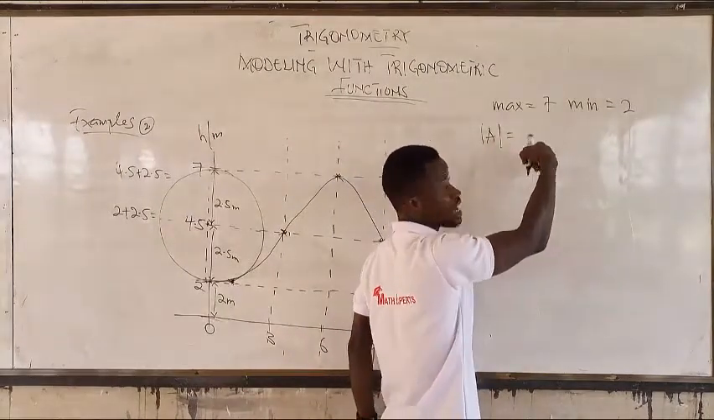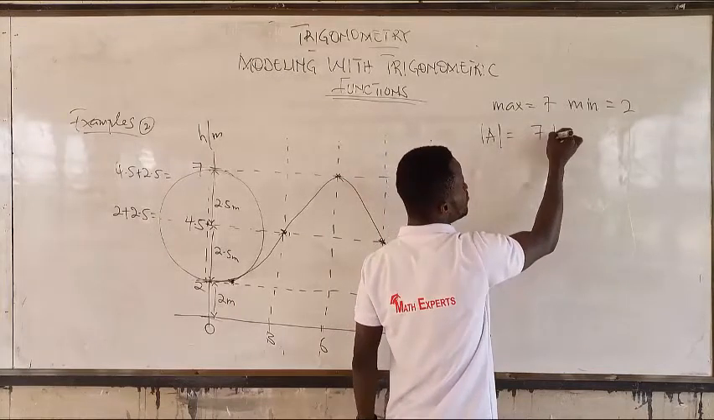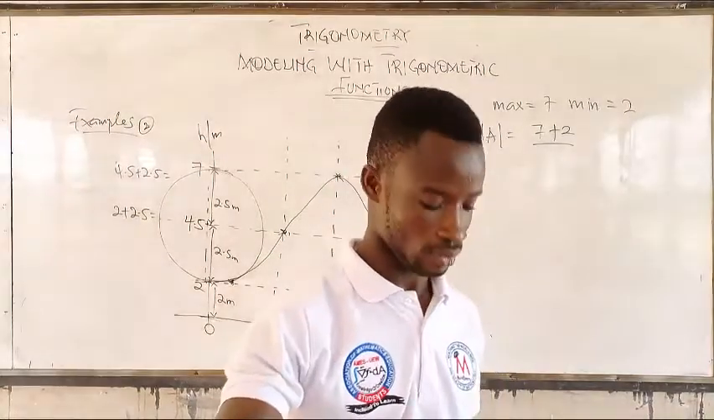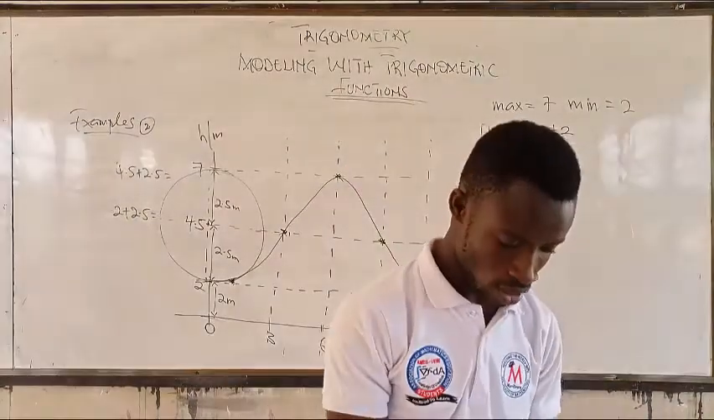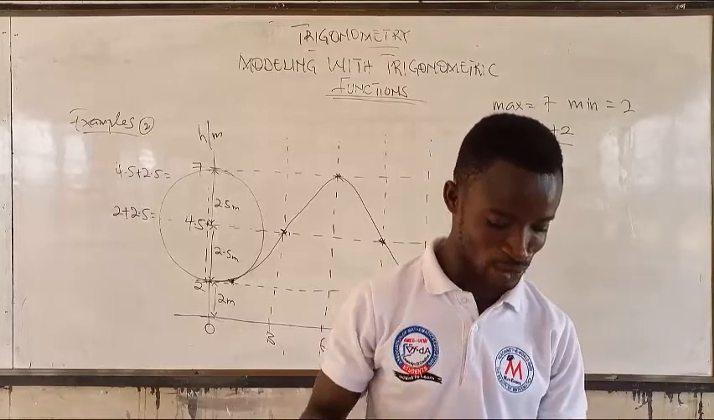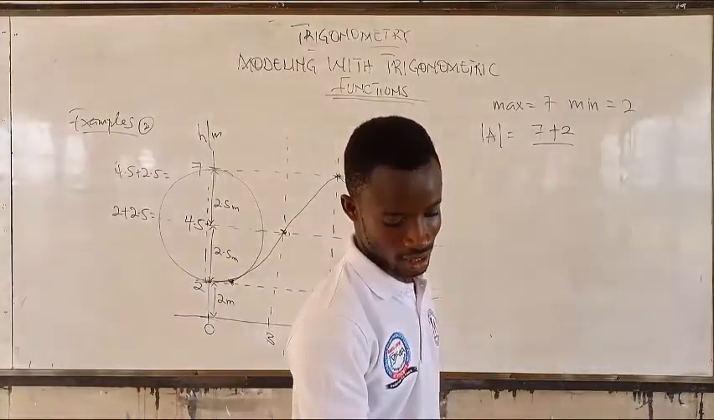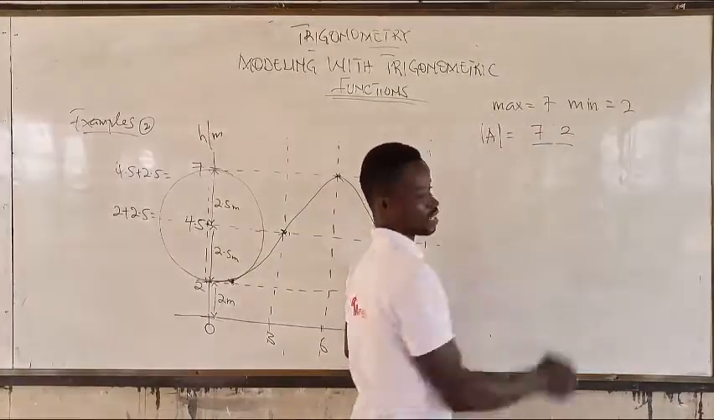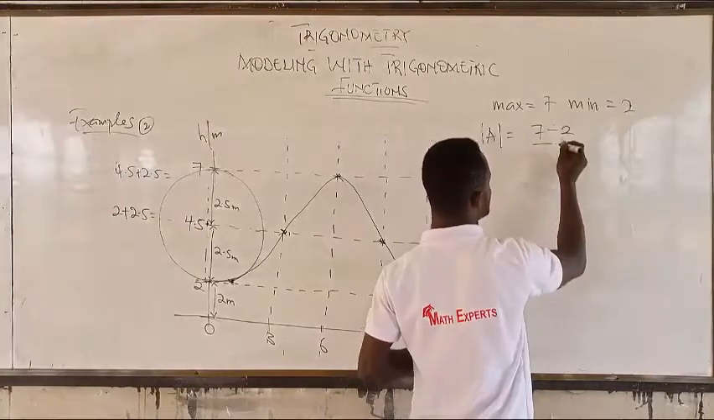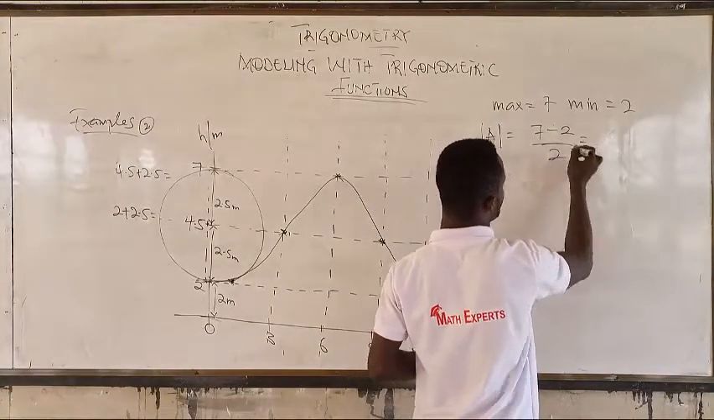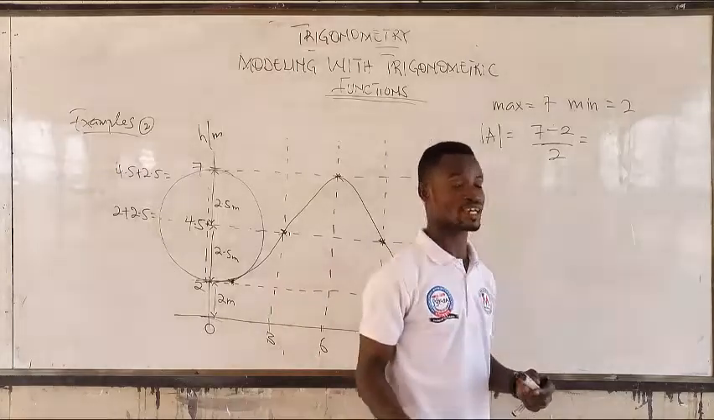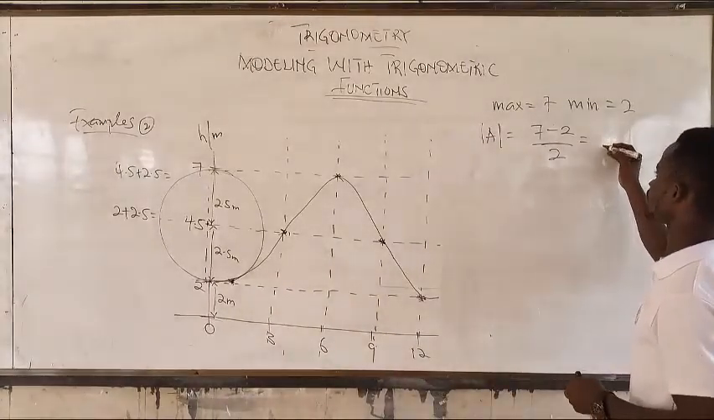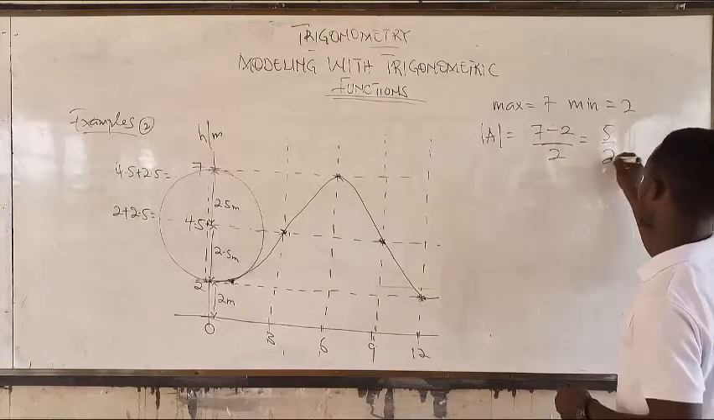That's going to be maximum minus the minimum over 2. So 7 plus 2 over, is it minus or plus? Let's check. Because for the amplitude and the average, one is plus, one is minus. Okay, the amplitude is minus. So amplitude is minus over 2. Very good. And in fact, you need to understand it. So that's going to give you 7 minus 2, that's going to give you 5 over 2.